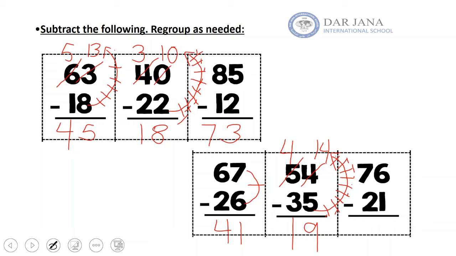Now let's go next. 76 minus 21. More on the top, no need to stop. 6 minus 1. You can use your fingers. Put 6, take away 1. What's the answer? Yes, the answer is 5. 7 minus 2. Also, you can use your fingers. 7, take away 2. How many left? Yes, 5. So the answer is 55.